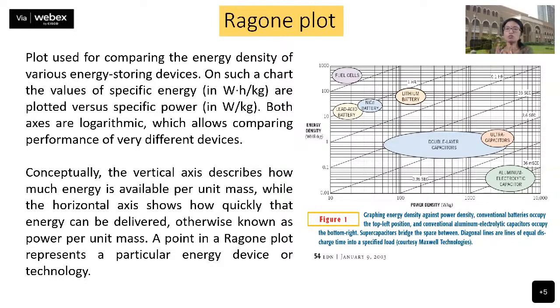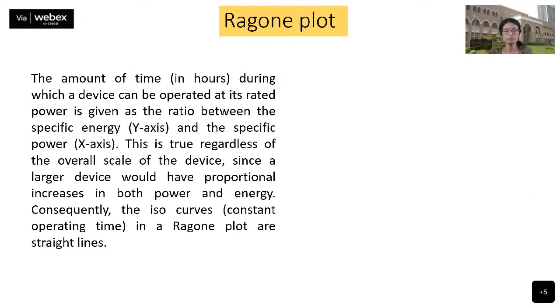Conceptually, the vertical axis tells you how much energy is available per unit mass, whereas the x-axis tells you how quickly that energy can be delivered. If you need to store energy, then we talk about energy density. If you need to give a high amount of energy in short bursts, then we talk about power density.